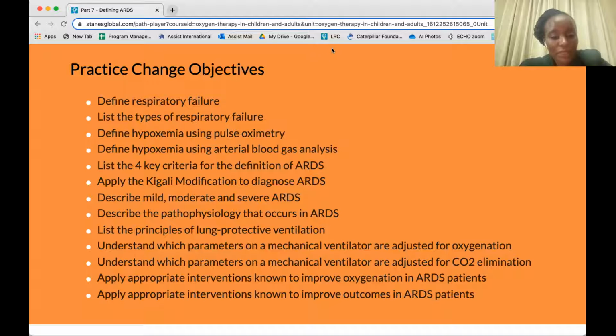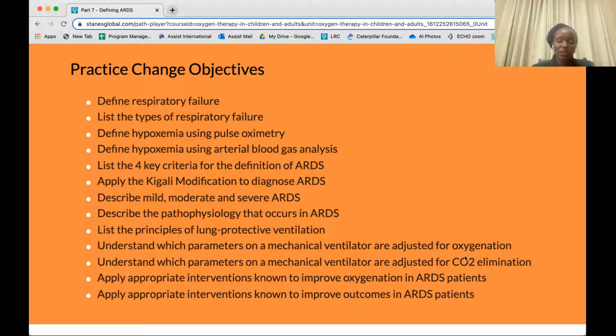Describe mild, moderate, and severe ARDS. Describe the pathophysiology that occurs in ARDS. List the principles of lung protective ventilation. Understand the parameters on a mechanical ventilator. Which parameters on a mechanical ventilator are adjusted for oxygenation. Understand which parameters on the mechanical ventilator are adjusted for CO2 elimination. Apply appropriate interventions known to improve oxygenation in ARDS. Apply appropriate interventions known to improve outcomes in ARDS.